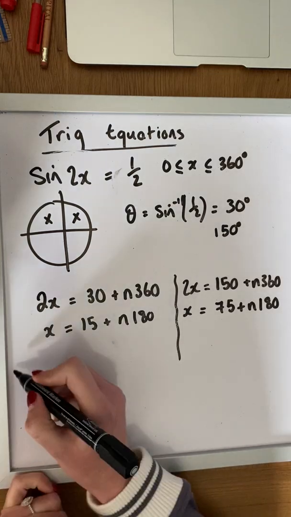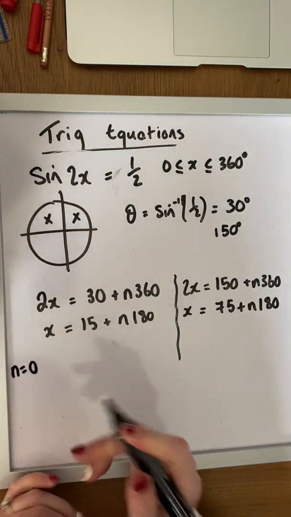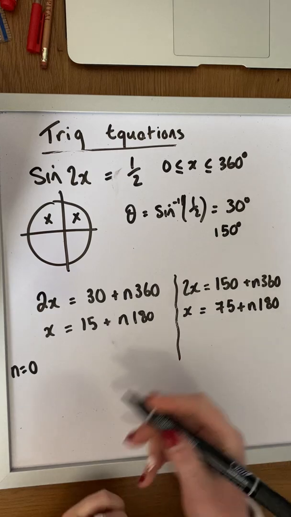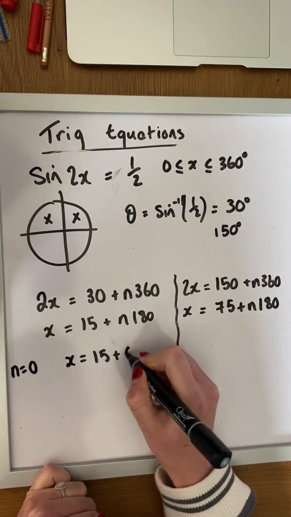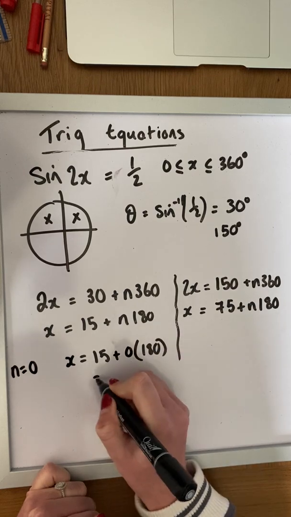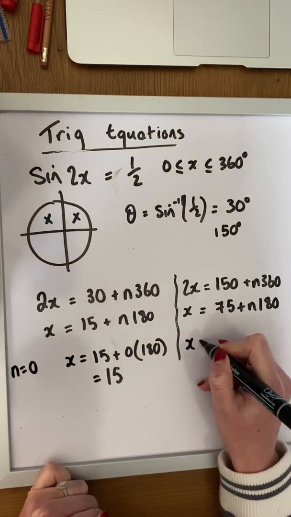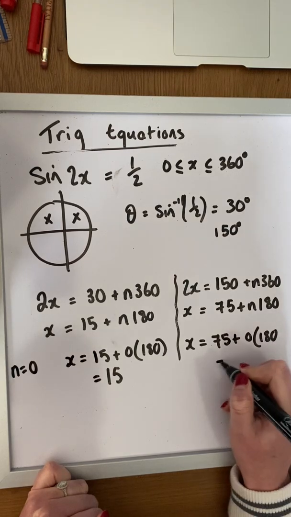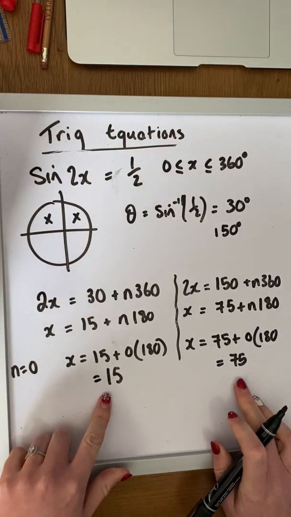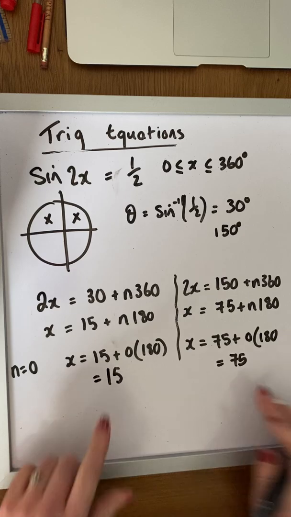We always start off with an n value of 0. So that would be 0 rotations. So we're looking at x is equal to 15 plus 0 times 180, which is 15, or x is equal to 75 plus 0 times 180, which is 75. Those are our first 2 possibilities for the angle.